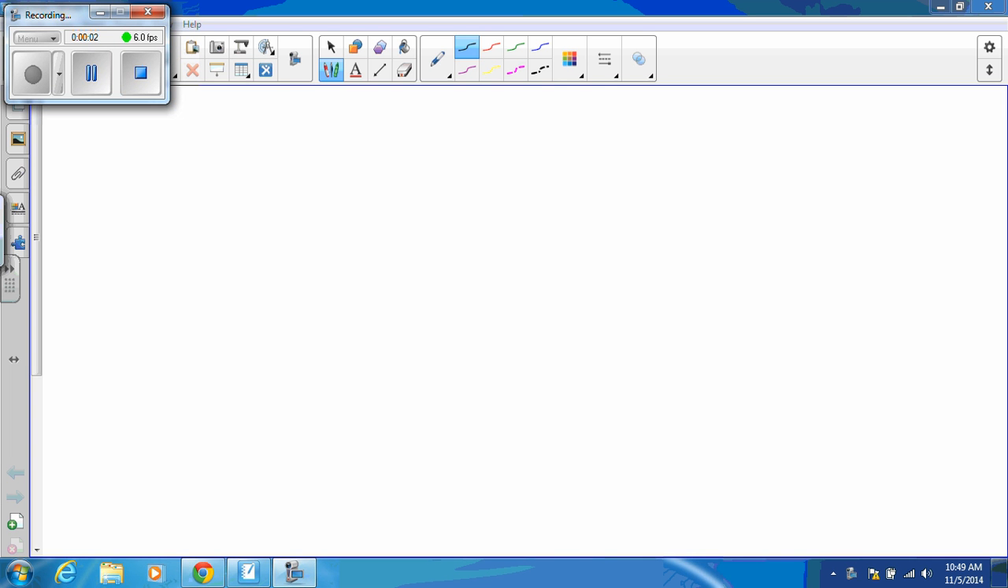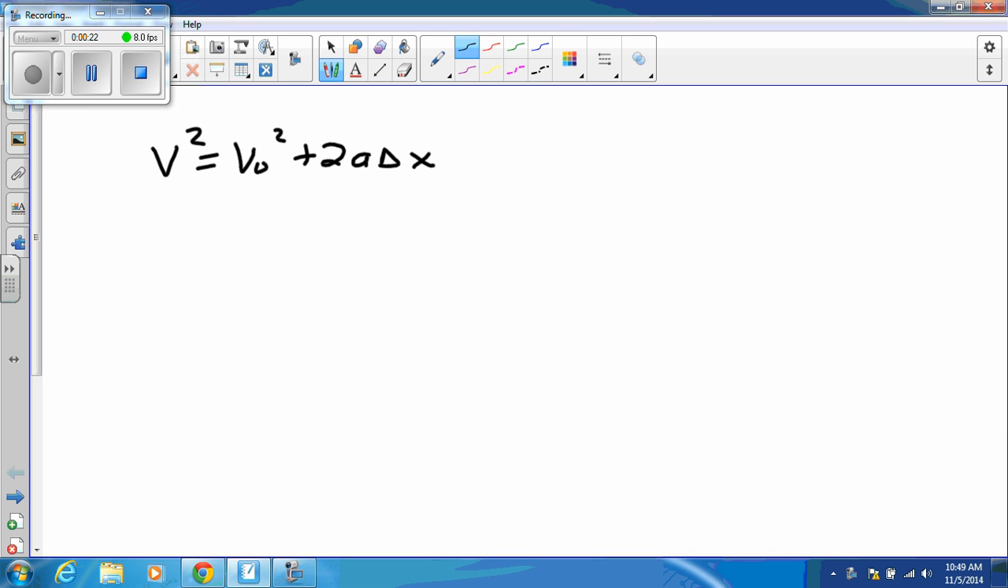Howdy. In our earlier lesson, we talked about work and how to compute work. And I want to talk a little bit now about why physicists care about the amount of work that's done. So I want to consider an equation of motion that you know and love: v squared equals v0 squared plus 2a times delta x.